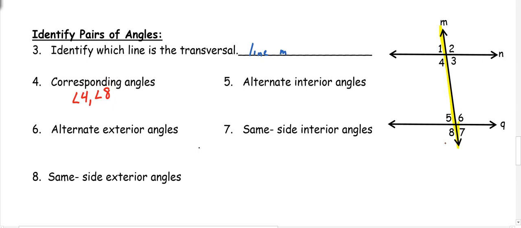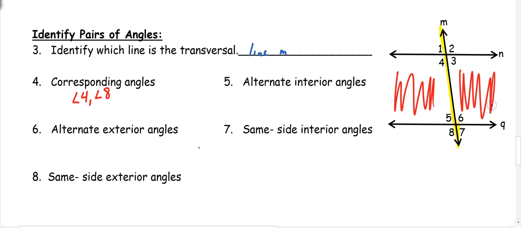Number 5, alternate interior angles. Remember, alternate interior angles need to be between the lines and on opposite sides of the transversal. So if I pick angle 3, my alternate interior, the other side of the line, inside would be angle 5.